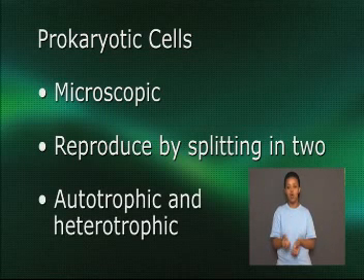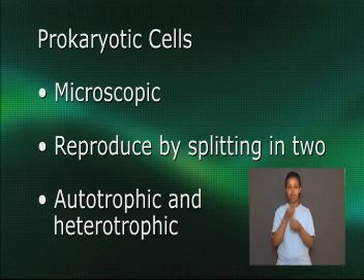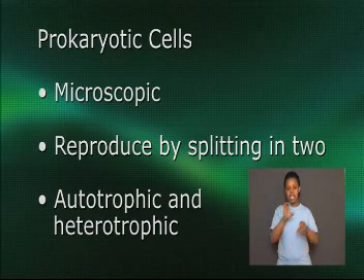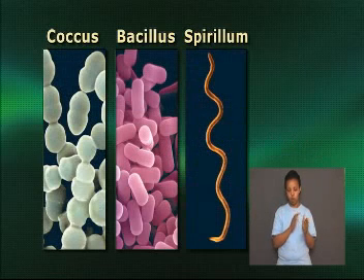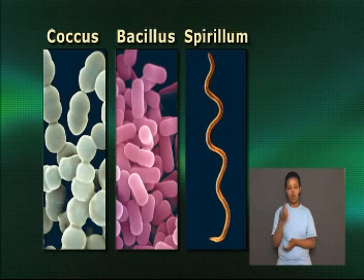Most are heterotrophic, which means they rely on other organisms to provide them with their food. Also, some prokaryotic cells are autotrophic, which means they can make their own food through the process of photosynthesis and chemosynthesis. There are generally 3 shapes of cells: spherical or coccus, rod-like or bacillus, and spiral or spirillum.